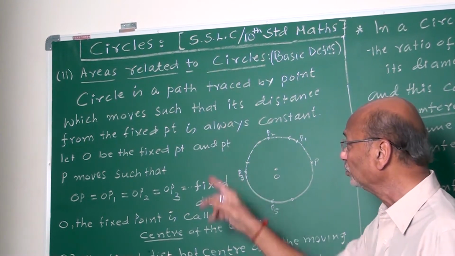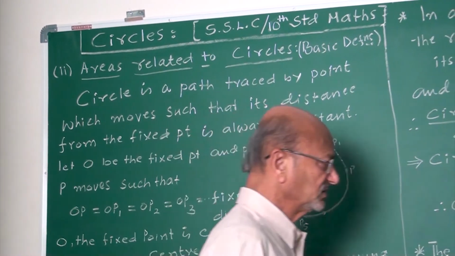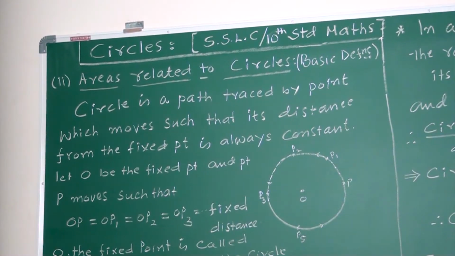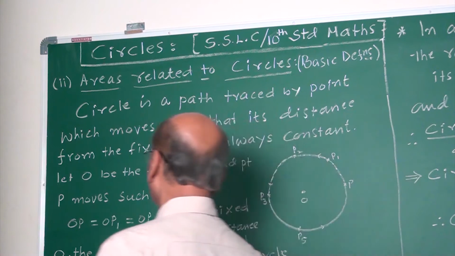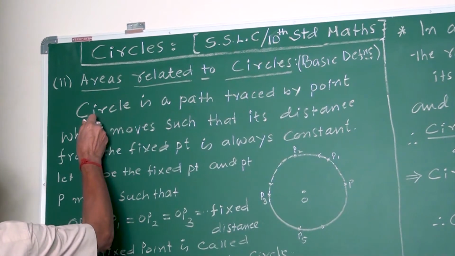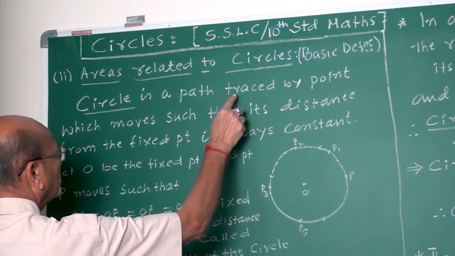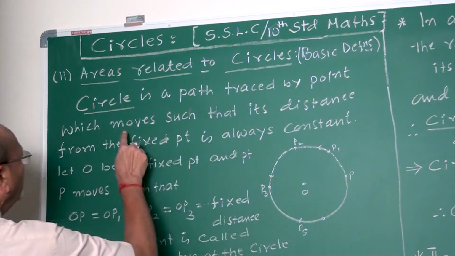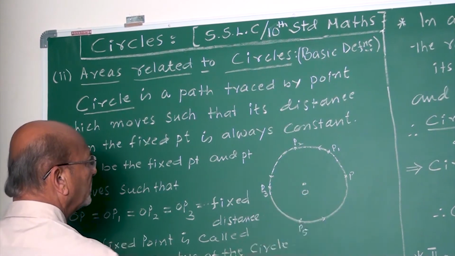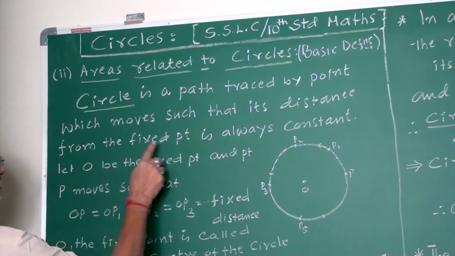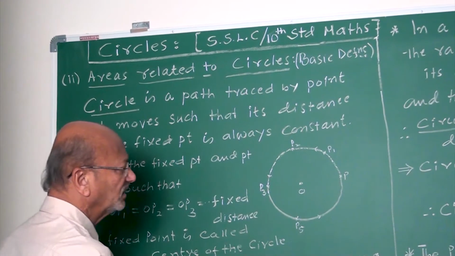Once again, because we use them. See, my friends, I am reminding you of the definition of a circle. What is a circle? A circle is a path, otherwise a locus, traced by a point which moves such that its distance from a fixed point is always constant. Always constant.